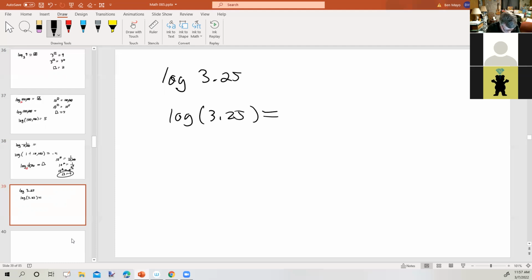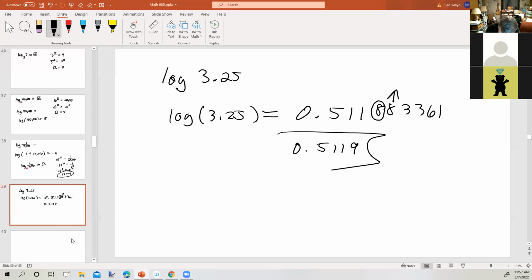Close parentheses equals 0.511883361, but it said to 4 decimal places, so that's right here. The 8th and the 5th decimal place would round up, so we get that as our answer. Okay. Any questions there?